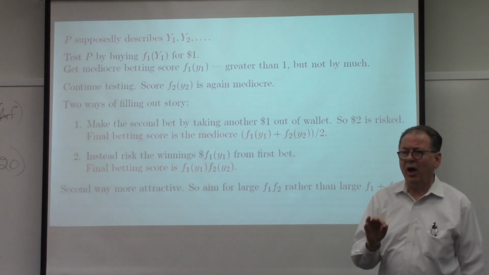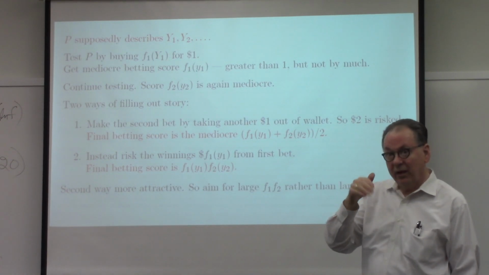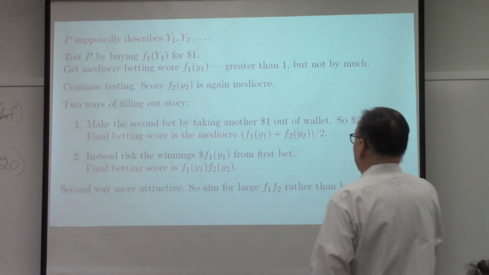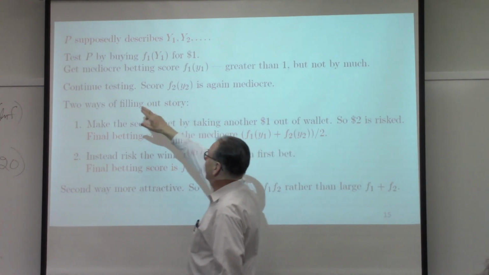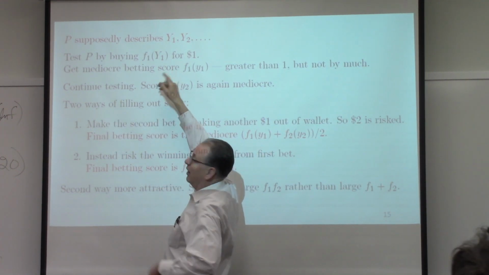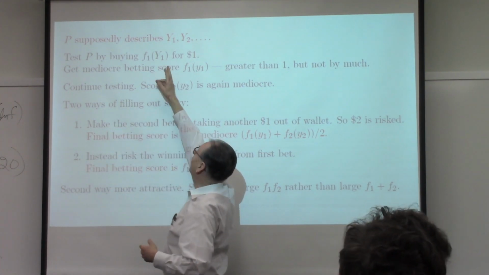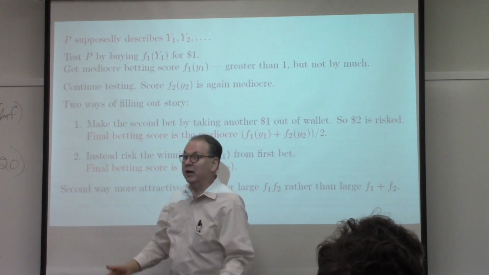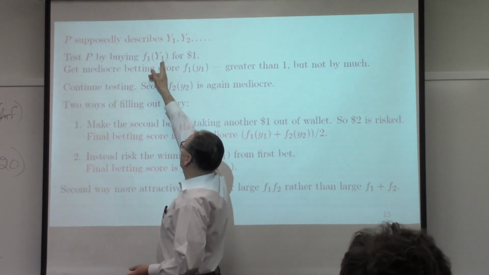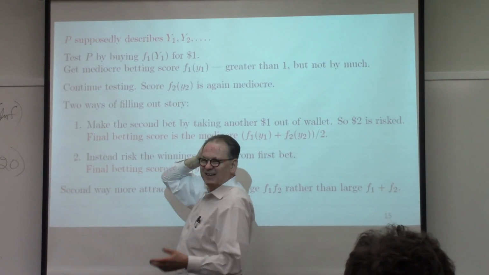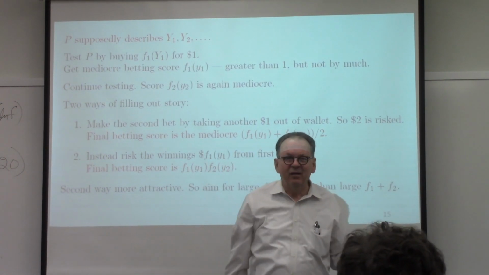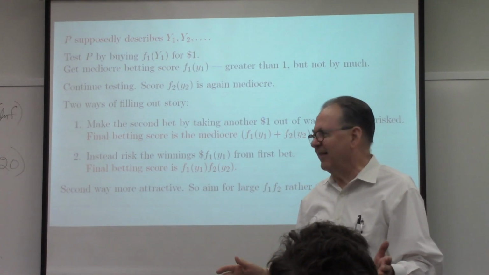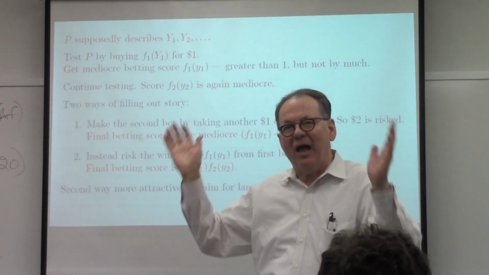So here is my story about why in the scientific enterprise this is what you want to do. Say that this probability distribution doesn't just describe a one-shot phenomenon, but it describes Y1, Y2, and so on. So I test it using Y1, and I get a betting score based on Y1. And let's say it's mediocre. I didn't multiply my money by 1 million. Maybe I multiplied my money by 1.5. Big deal. The fact that I multiplied my money by 1.5 is not going to wow anybody.